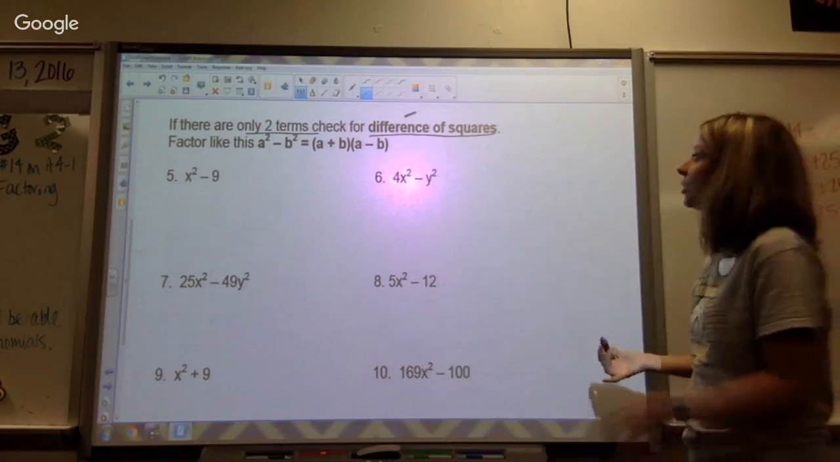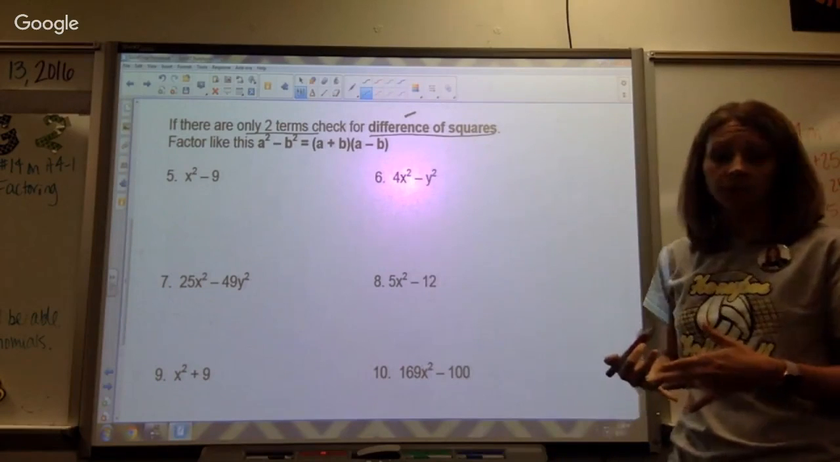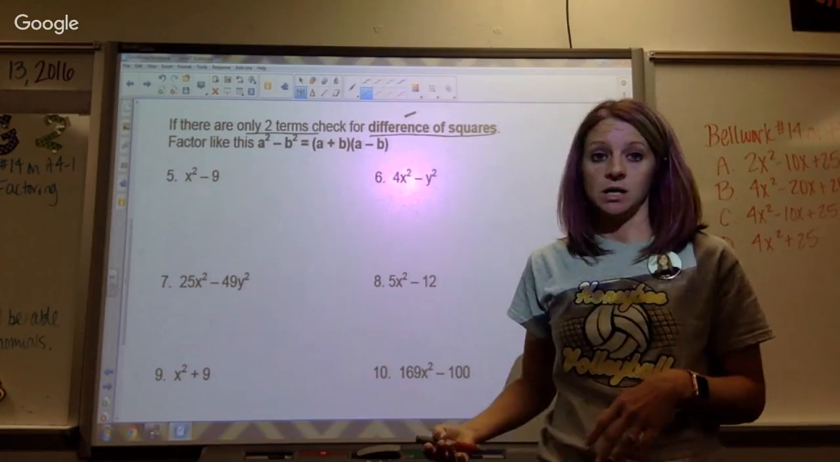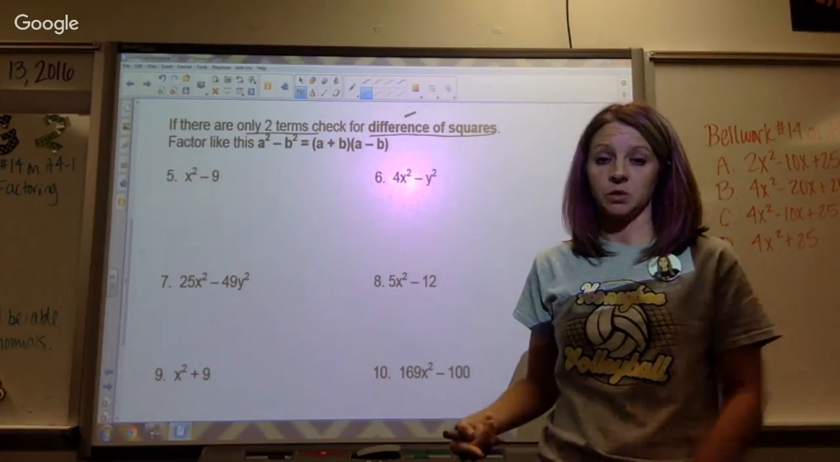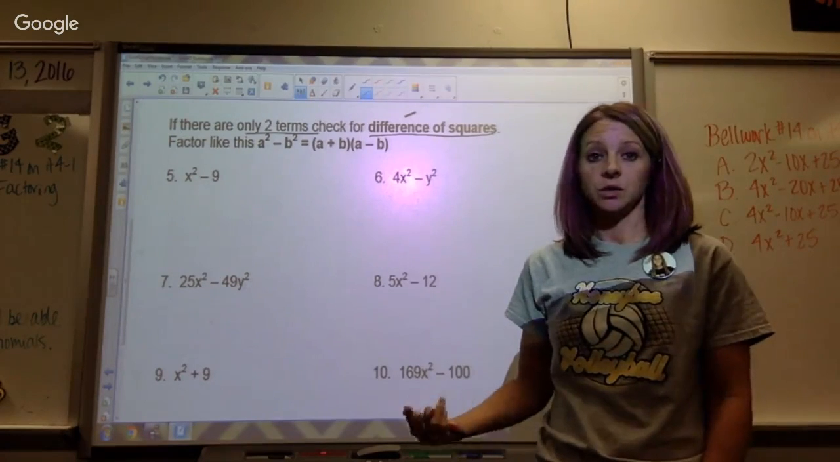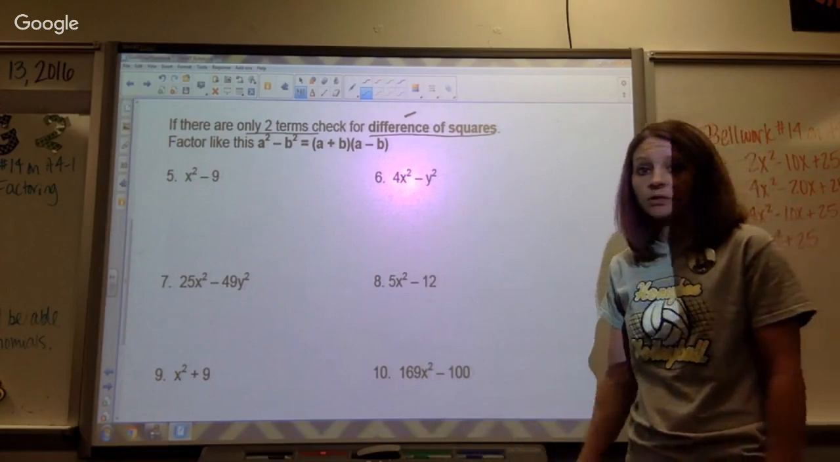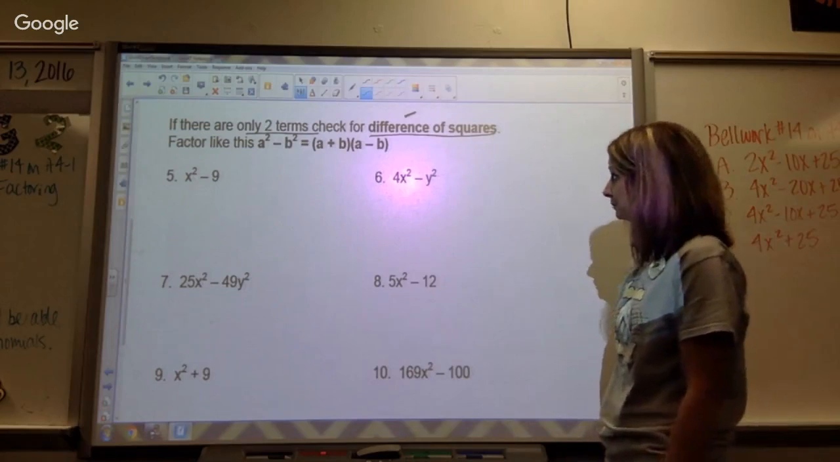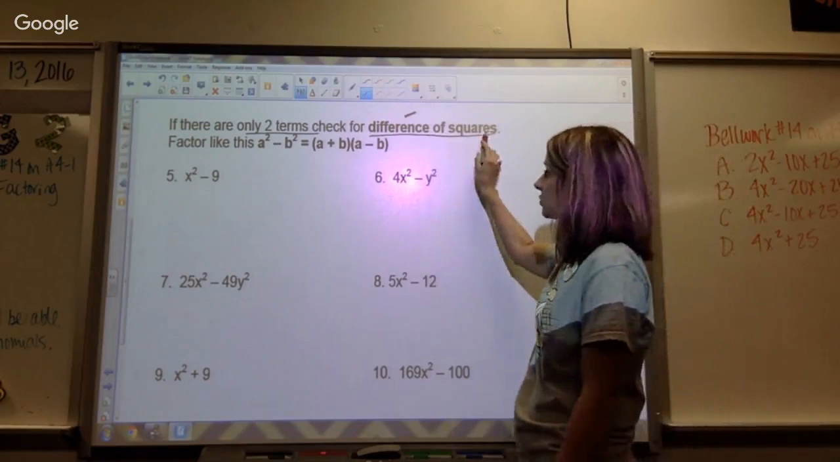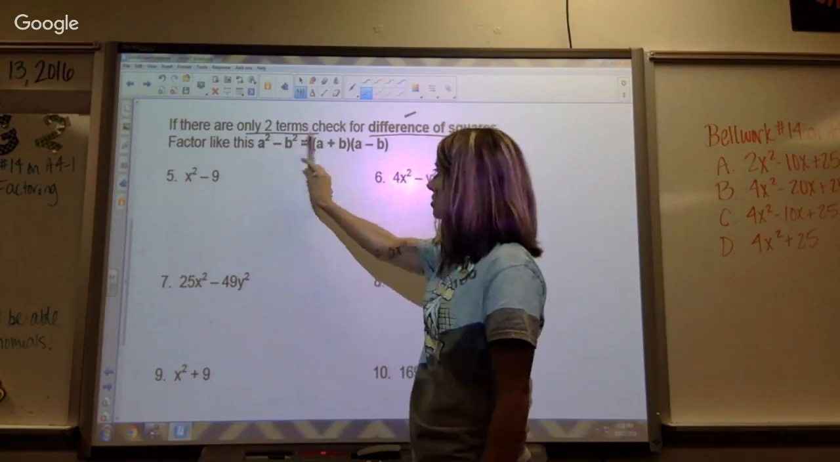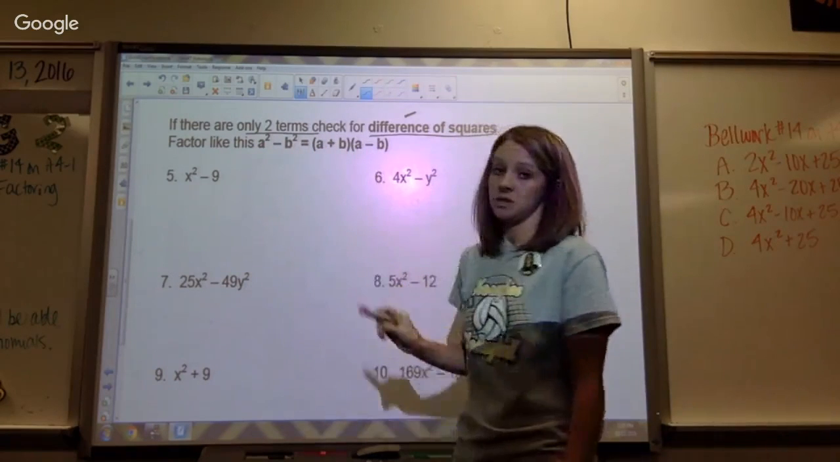So for example, whenever you take a number and times it by itself, that answer would be a perfect square. So 1 times 1 is 1, so 1 would be a perfect square. 2 times 2 is 4, so 4 would be a perfect square. 3 times 3 is 9, 9 would be a perfect square. So those are perfect squares. If you have a difference of squares, you will factor it by taking the square root of each term, and then you'll put those as factors.